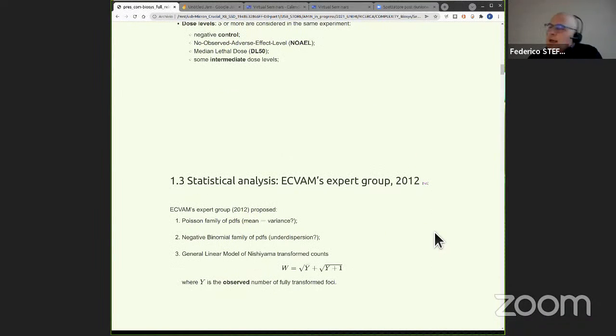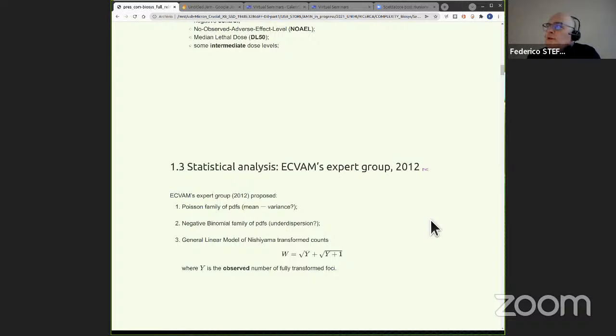What about the statistical analysis? Well, it's important to mention the paper from ECVAM's expert group in 2012. They started with 2 families of distributions, Poisson family and negative binomial family, so that overdispersion is taken into account. But underdispersion was not addressed, and therefore they also proposed to transform the observed number of fully transformed foci, variable y, into a new variable w, which is called the Nishiyama transform of the original count. Then, by assigning a normal distribution to w, they were able to take into account the possible underdispersion.